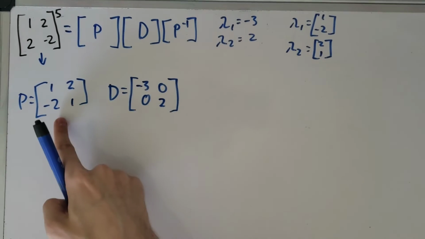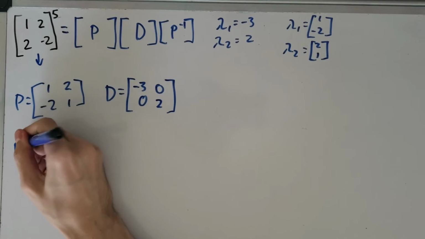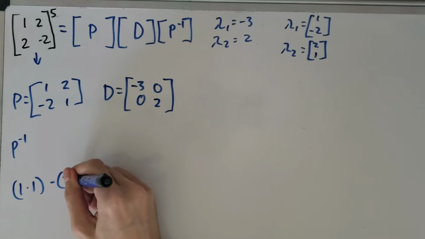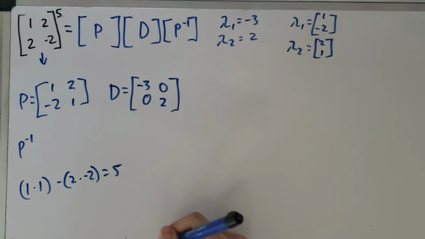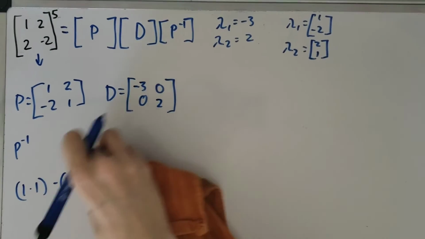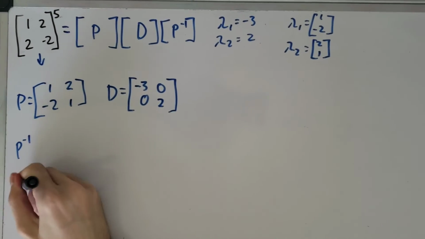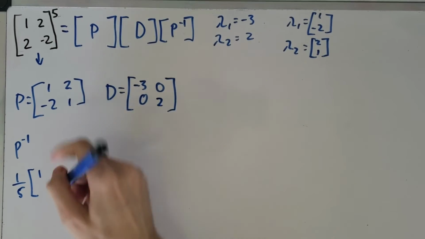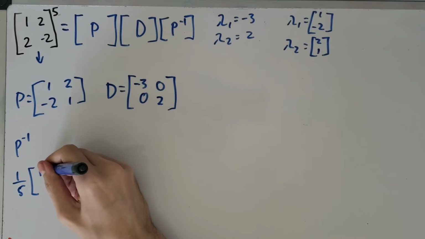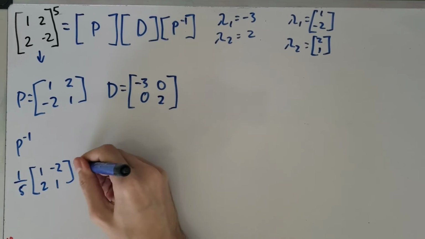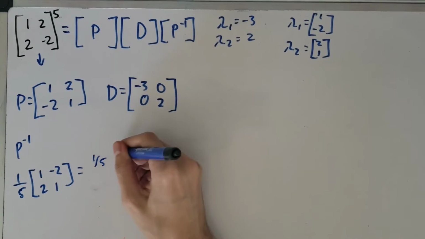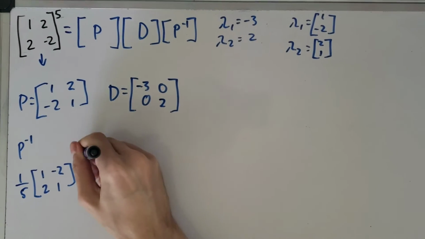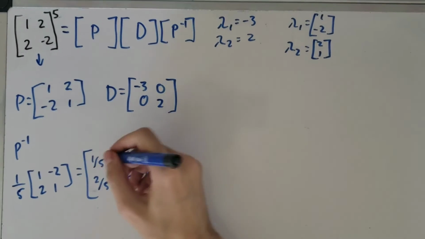To get P inverse, we just take the inverse of P. To do that, we need a determinant, which will be 1 times 1 minus 2 times negative 2, which gives us 5. The formula for the inverse is 1 over the determinant, in this case 5, times the elements swapped. You swap these two and switch the signs on the others. So our resulting inverse matrix will be 1 over 5, negative 2 over 5, 2 over 5, and 1 over 5. That is our P inverse.